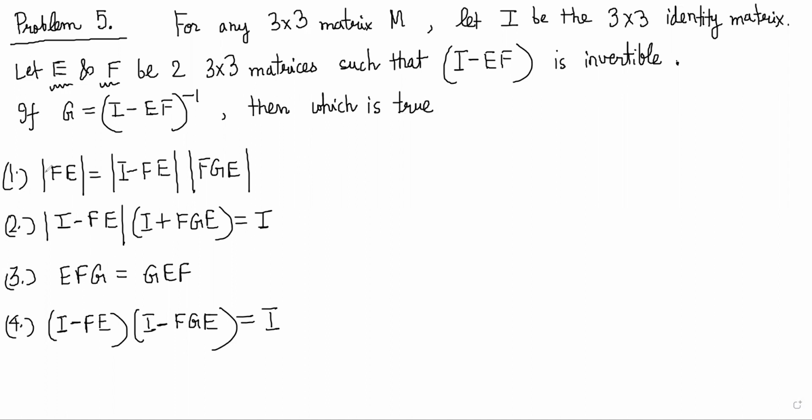The first statement is det of FE is equal to det of I minus FE, det of FG. And similarly, there are four statements, right? So let's see how we think about it and how we proceed with such a problem.